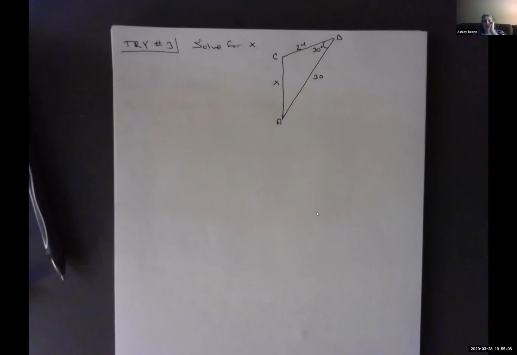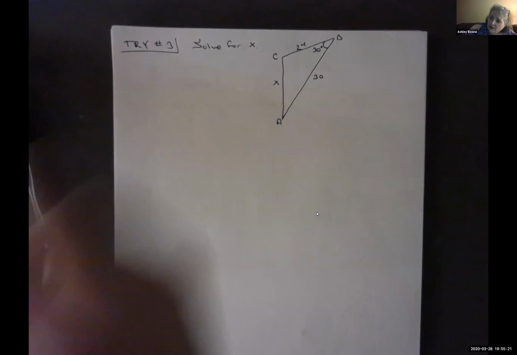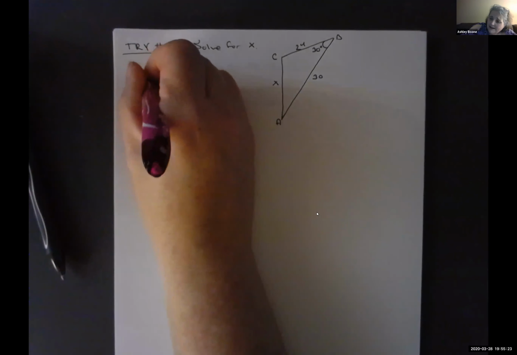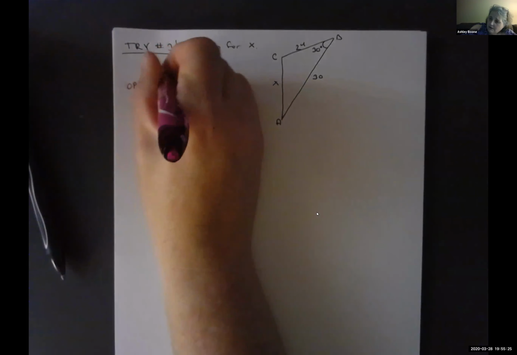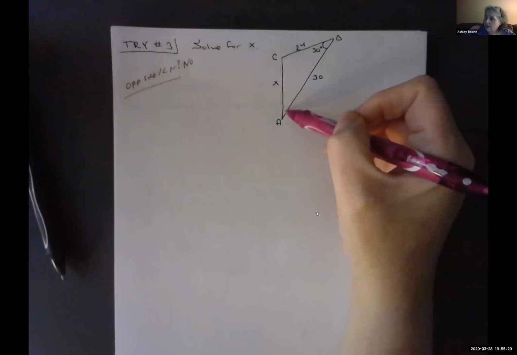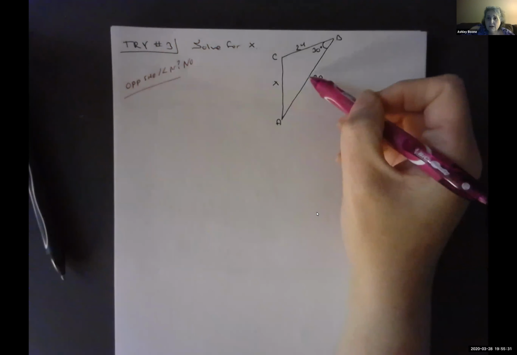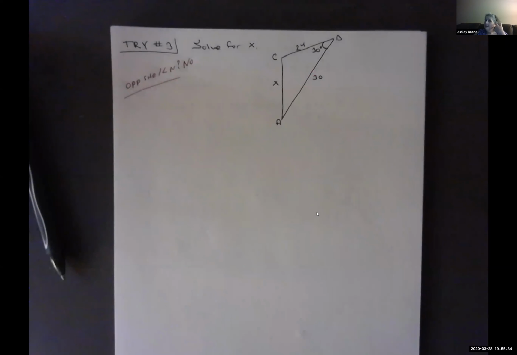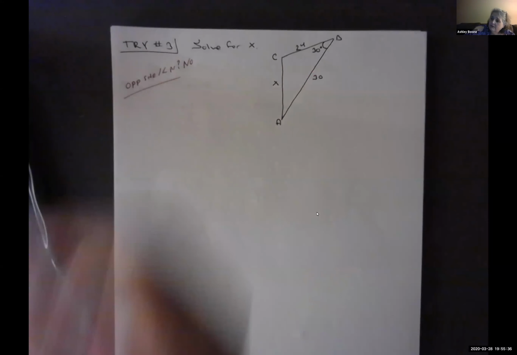On number 3, we're given this triangle. We have sides of x, 24 and 30. We have an angle of 30 degrees. We're wanting to solve for side x. Now, as with all of these, do we have an opposite side-angle pair? No, we don't. We don't know the angle opposite of 24. We don't know the angle opposite of 30. There's not an easy way to get them, so it's not going to be law of sines.